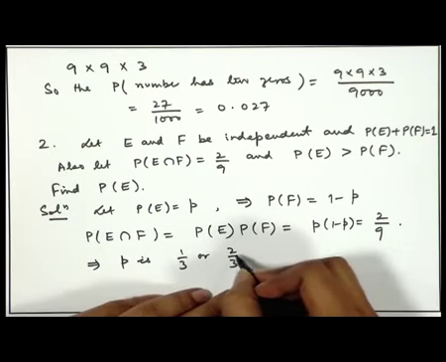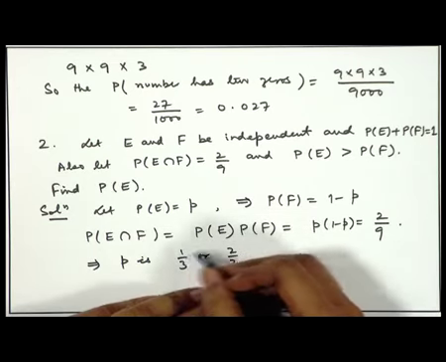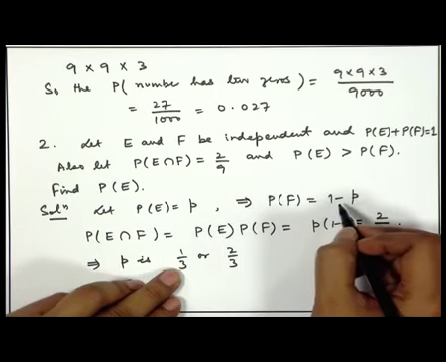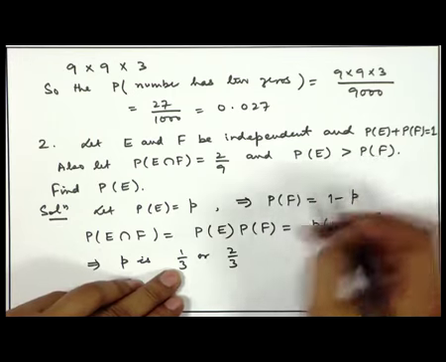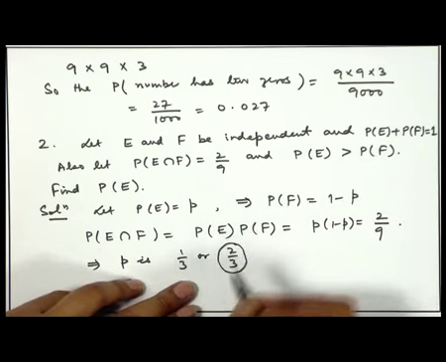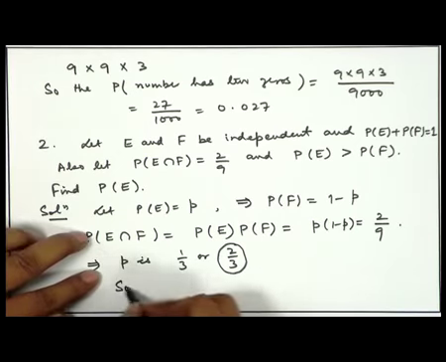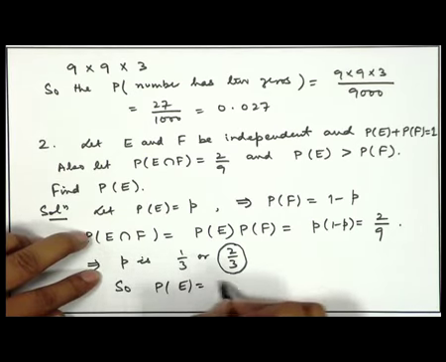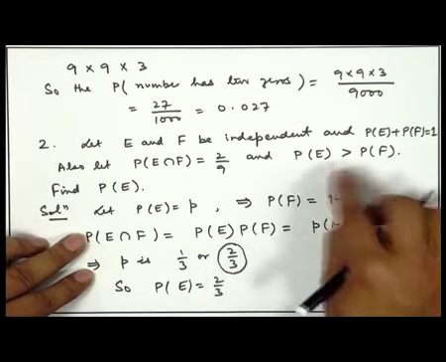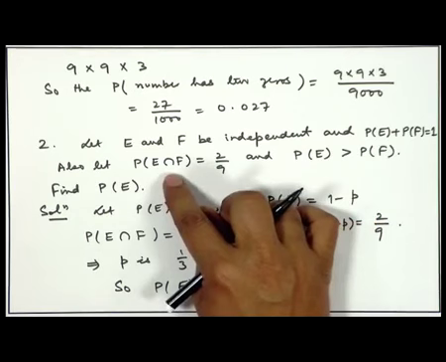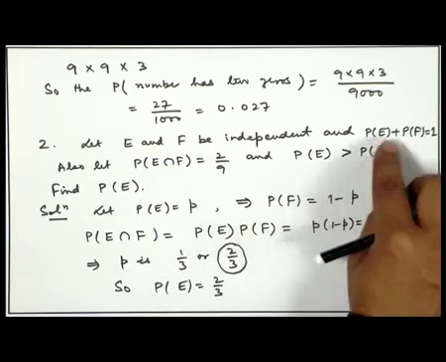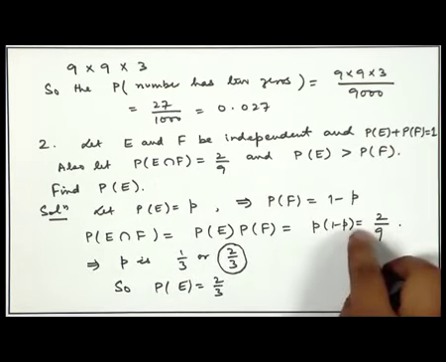Now, if I choose P to be 1 by 3, then probability of F will become 2 by 3, but it is given that probability of E is greater than probability of F. So, we will choose probability of E to be 2 by 3, because in that case probability of F will become 1 by 3. In this problem, I have used the concept of independence of events and a direct solution of the system of a nonlinear equation.